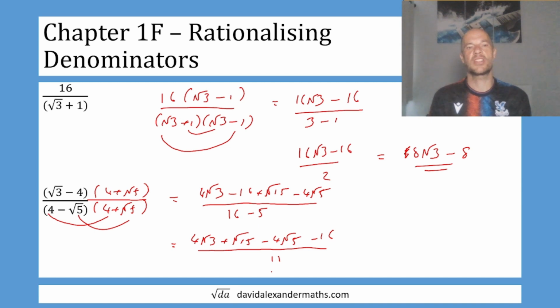So just remember, when you're rationalising a denominator, when it's a surd plus or minus a number, or a number plus or minus a surd, multiply the top and the bottom by the nasty stuff in the brackets on the bottom, but swapping the sign.